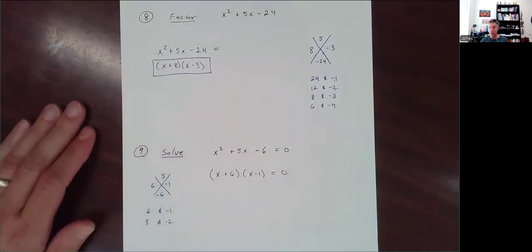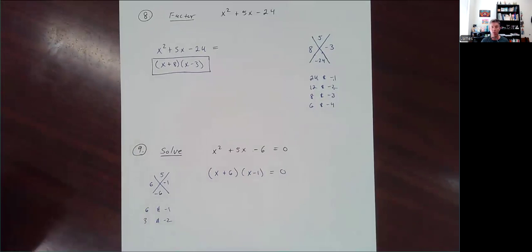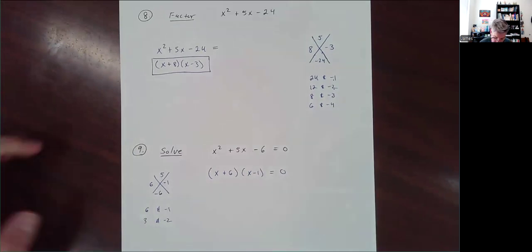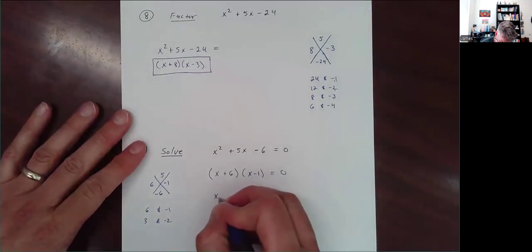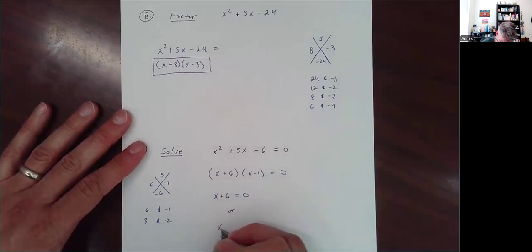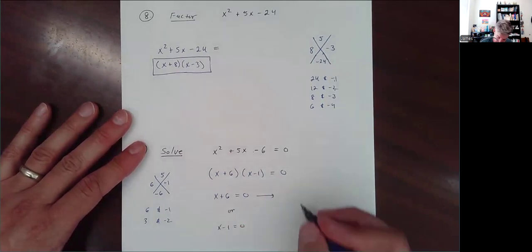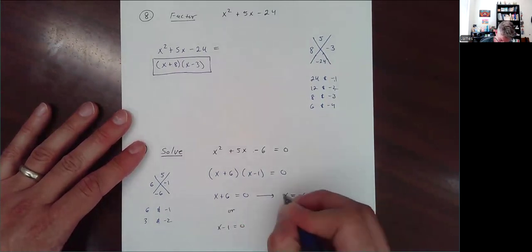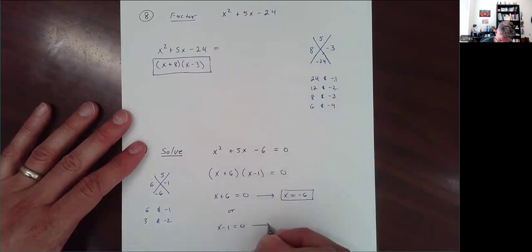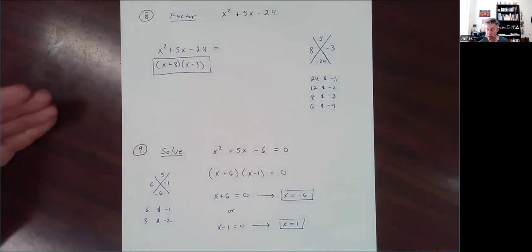Now, what's interesting about two things that multiply to 0 is that one of them has to be 0. So either it has to be true that x plus 6 is equal to 0, or it has to be true that x minus 1 is equal to 0. Solving this, subtracting 6 from both sides, you get x equal to -6. Solving this, adding 1 to both sides, you get x equal to +1. So those are the two solutions to this quadratic equation.